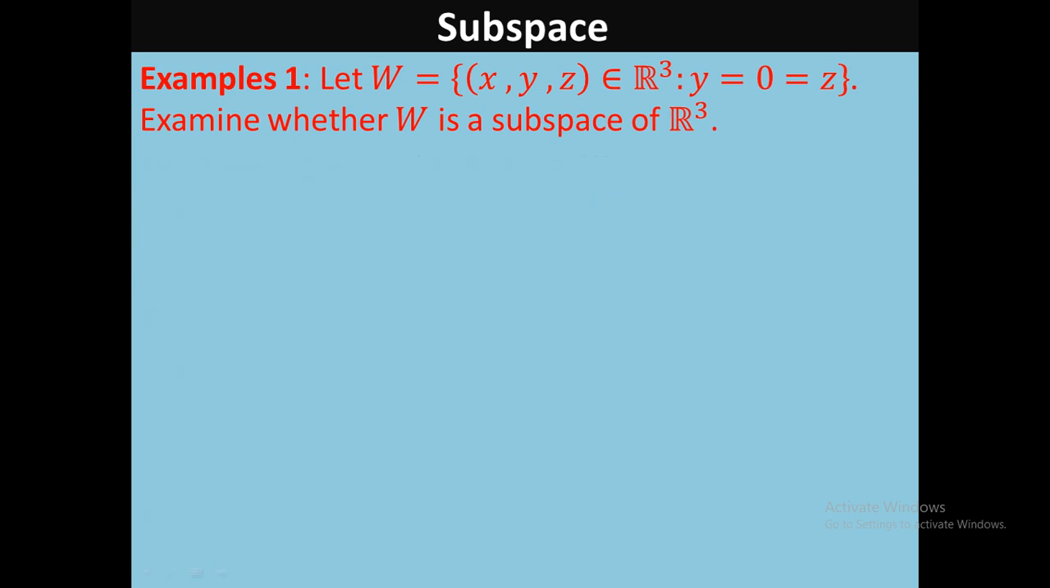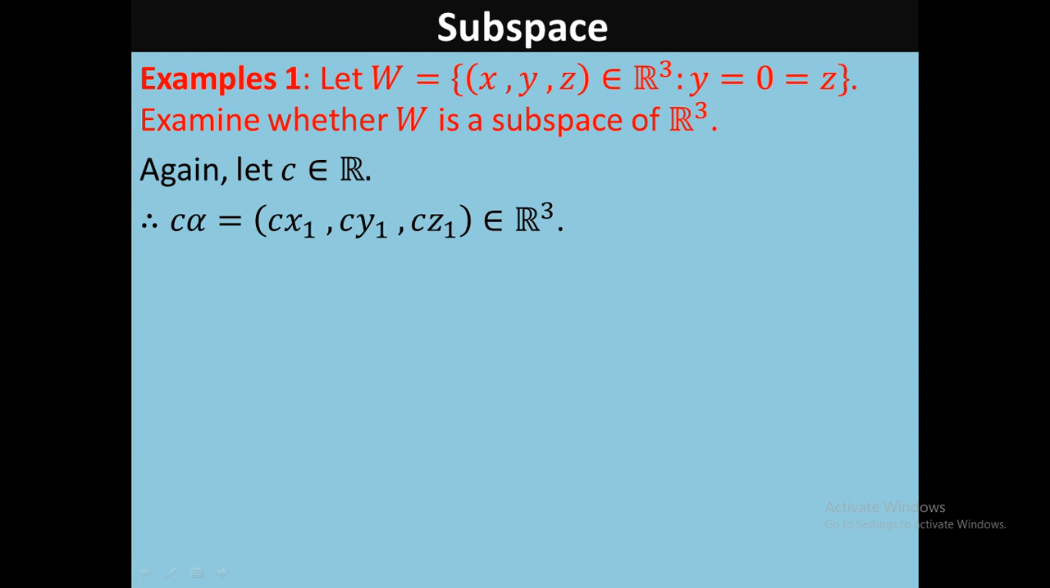Now I check the second condition. For that condition we have to choose a scalar, that is I choose C in R and a vector alpha equal to x1, y1, z1 in W. Now C dot alpha means C into x1, y1, z1, that is cx1, cy1, cz1. It is clearly in R3 because it has 3 components. Okay. Now C alpha is in W if cy1 equal to 0 and cz1 equal to 0, because you see that in W the elements are x, y, z such that y equal to 0, z equal to 0. So here C alpha will be in W if cy1 equal to 0 and cz1 equal to 0.